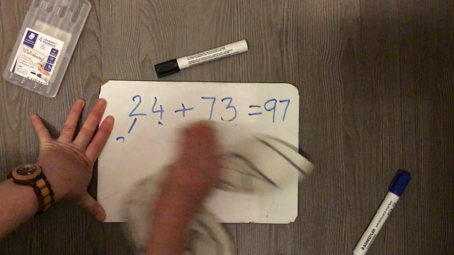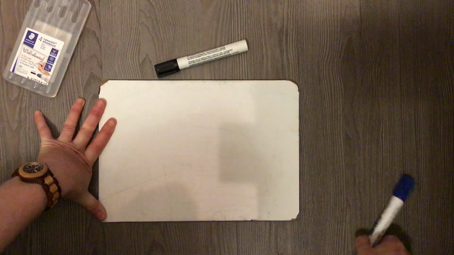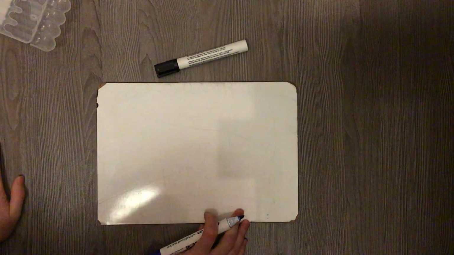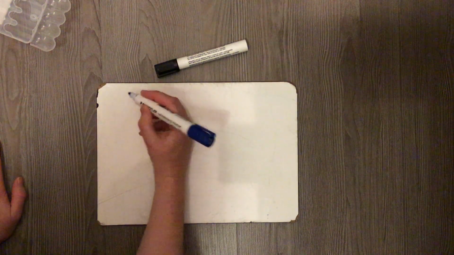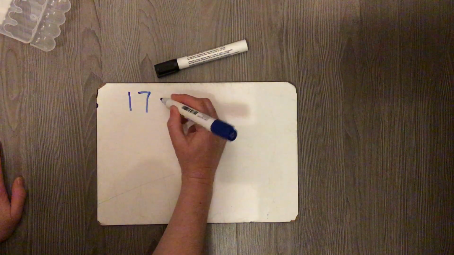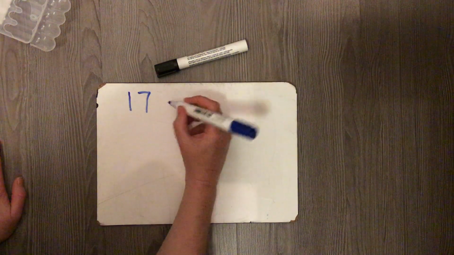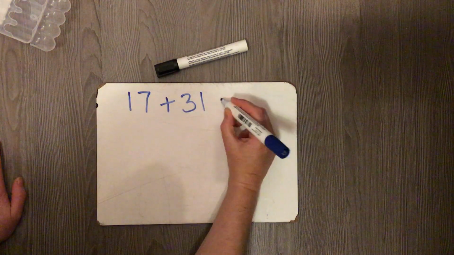Let's do it another couple of times because I know that this stuff is tricky, okay? This is the first time you're doing it, so if you find it difficult, just send me a message on Seesaw and say, Miss Julie, that was too hard, and then I'll do it again with you. No problem. So let's do 17 plus 31, okay?